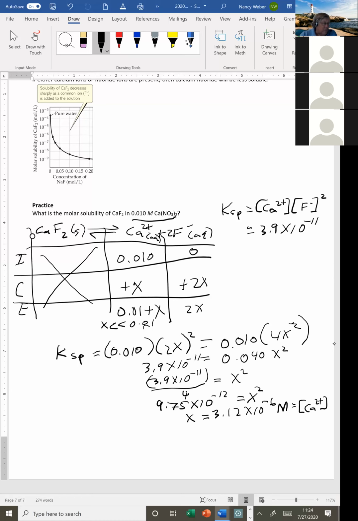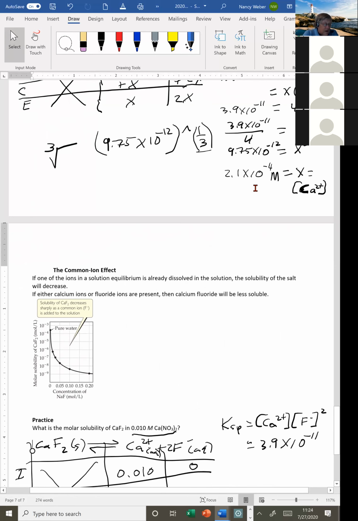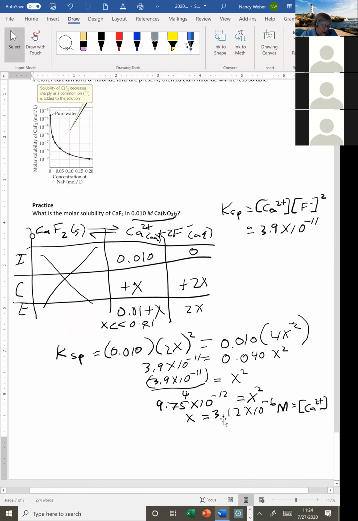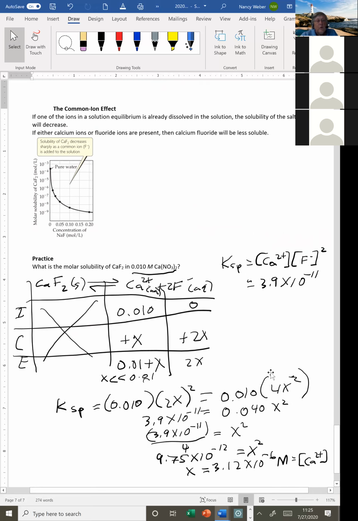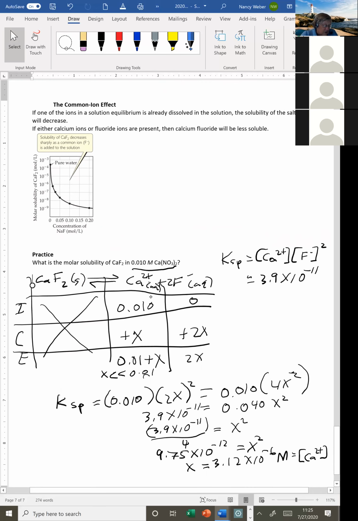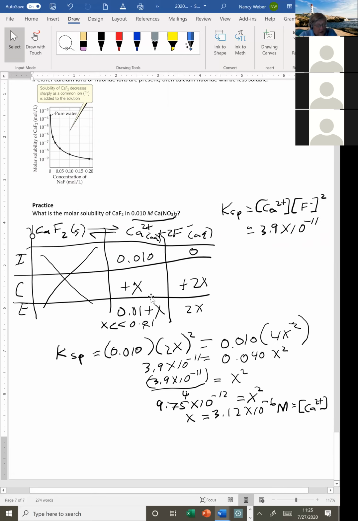Okay, so how did that compare with the previous problem? In the previous one, calcium had 2.1 times 10 to the minus 4 molar, right? And now you've got 3.1 times 10 to the minus 6. Minus 6 is a lot smaller than minus 4. Adding that initial calcium changed the concentration a fair amount. So that was significant.